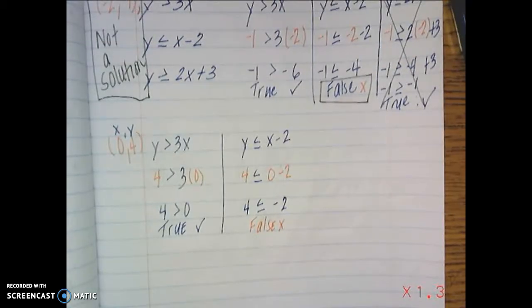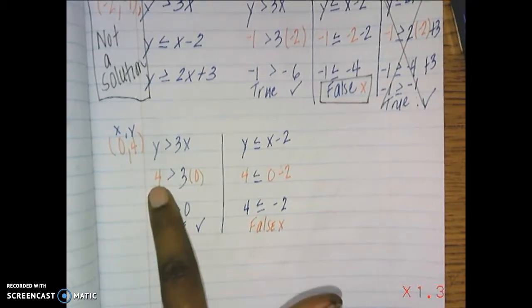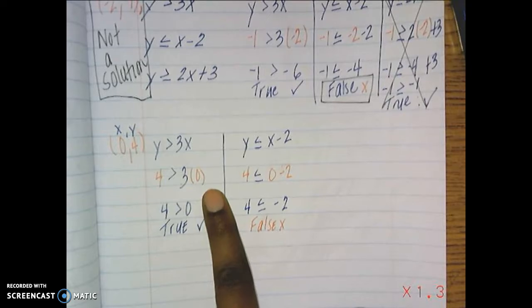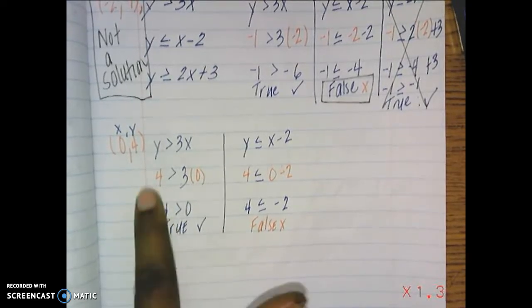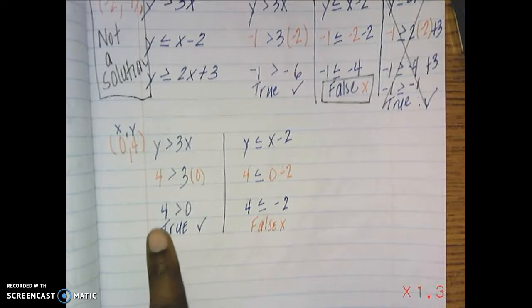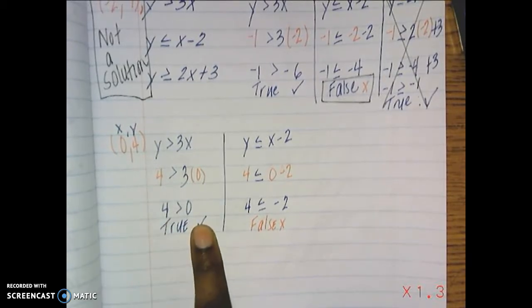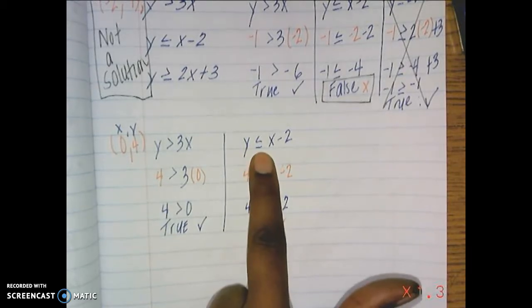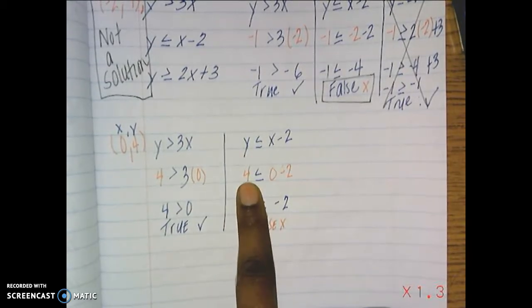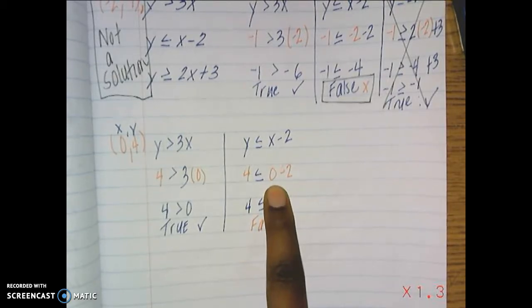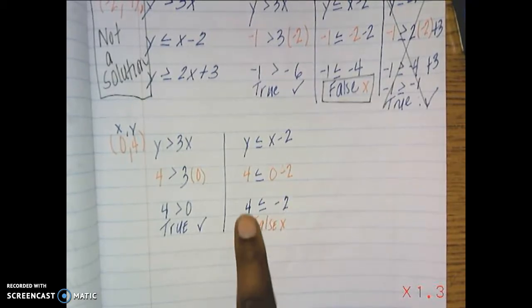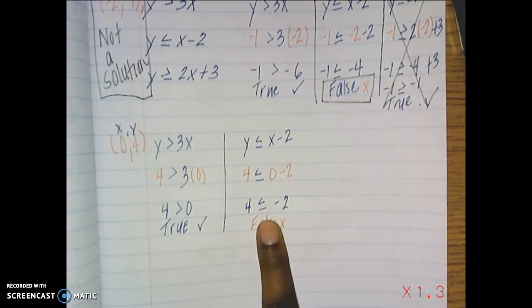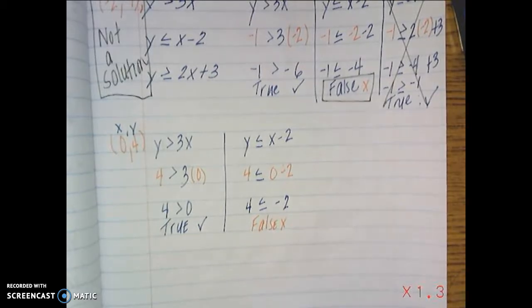Okay, so what I hope you found out is that if you plug in a 4 for y and a 0 for the x value, the first inequality, where y is greater than 3x, gives 4 is greater than 0. That one is true. But on the next inequality, y is less than or equal to x minus 2, a 4 for y and a 0 for x minus 2, you came out with 4 is less than or equal to negative 2. That happens to be false.